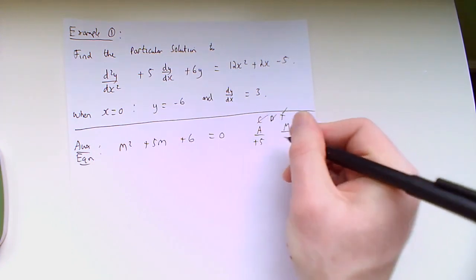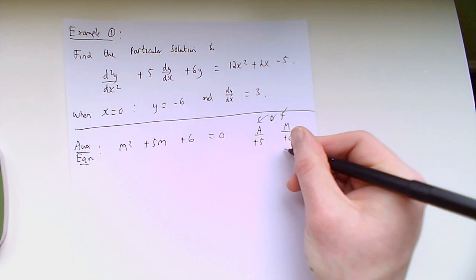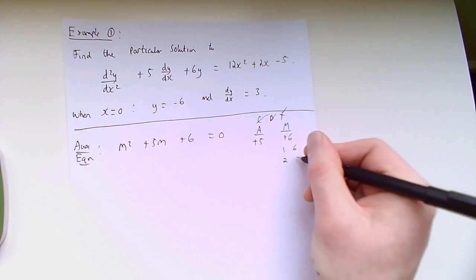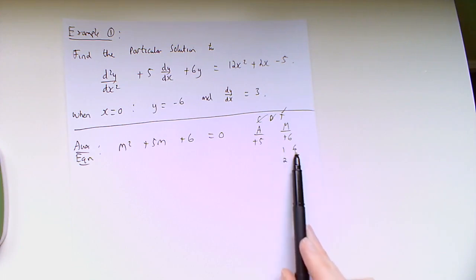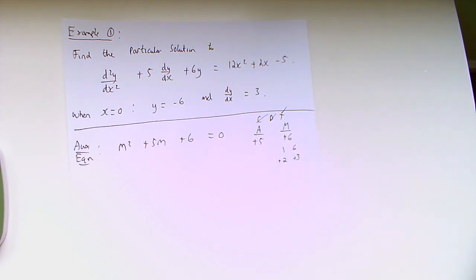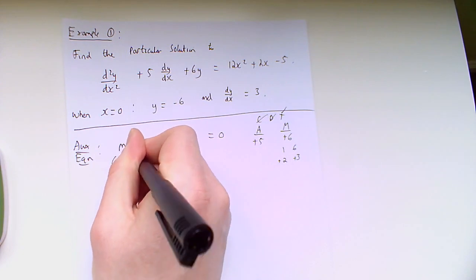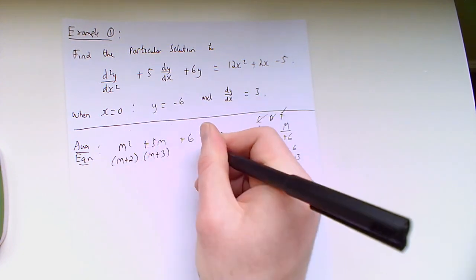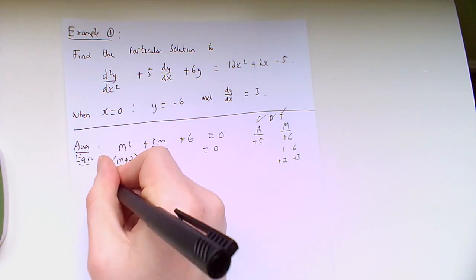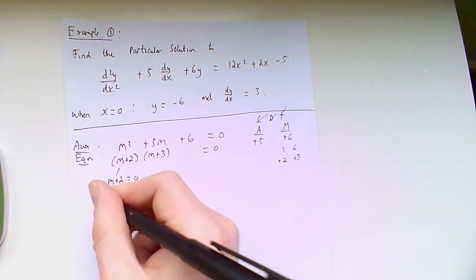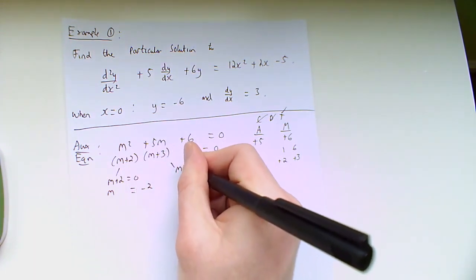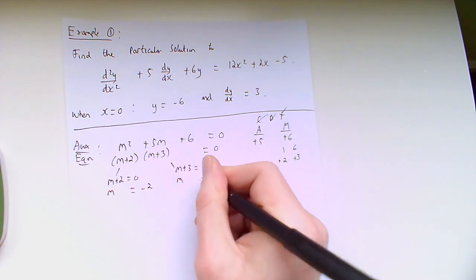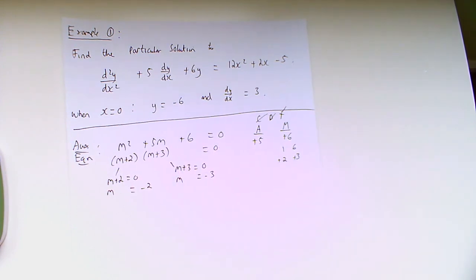So that means I'm adding to make 5, multiplying to make 6. All the ways of making 6: 1 times 6, 2 times 3. Well, which pair adds to give me 5? Well, 1 plus 6 is 7, so it's not that. 2 plus 3 is 5, and they're both positive. So that's m plus 2, m plus 3 is equal to 0. So that tells me that m plus 2 equals 0, so m is negative 2. And this one here, m plus 3 is equal to 0, so m is negative 3.